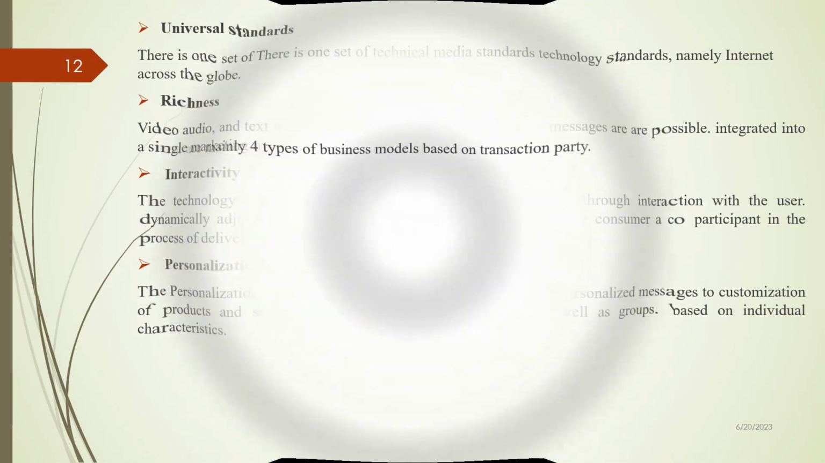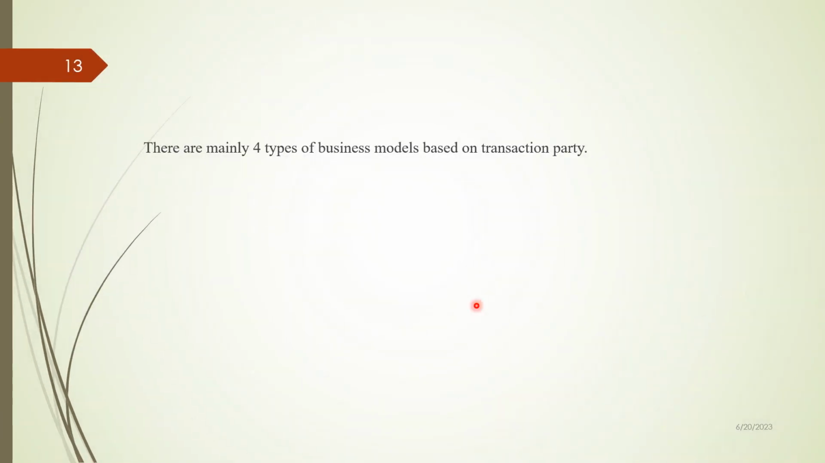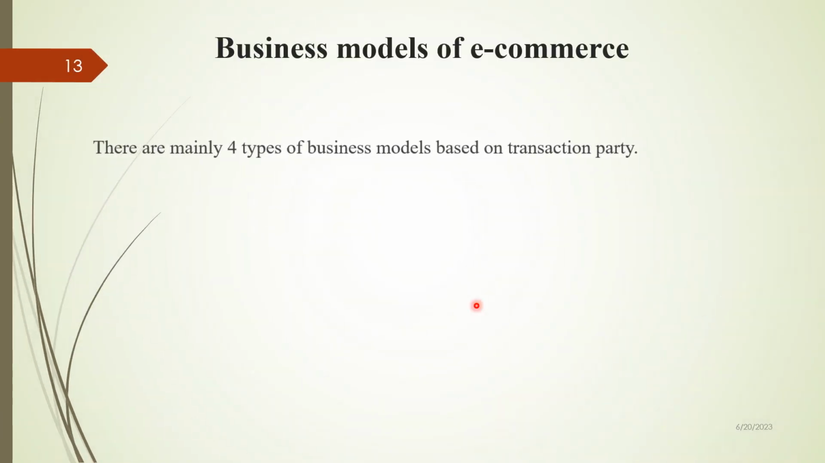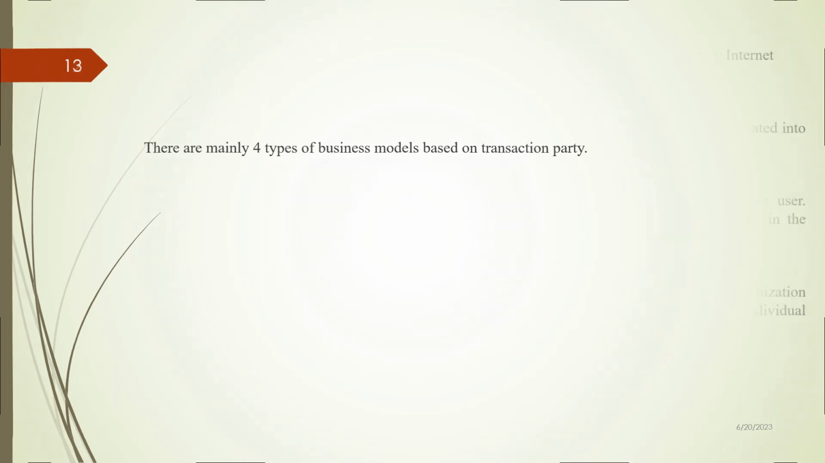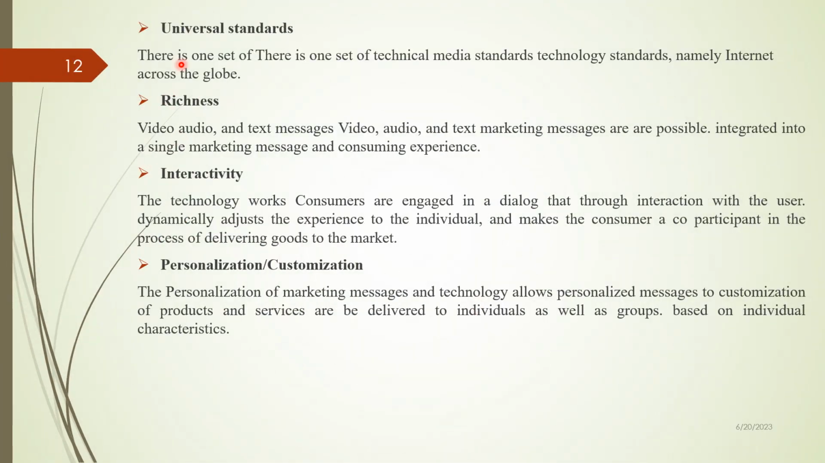Slide number 12, we're going to talk about slide number 13. Slide number 12, we have universal standards. There is one set of technical media standards, technology standards, namely the internet. The internet is very standard because it incorporates 7 layers. It's just the same. The internet you get in Kenya and other countries.